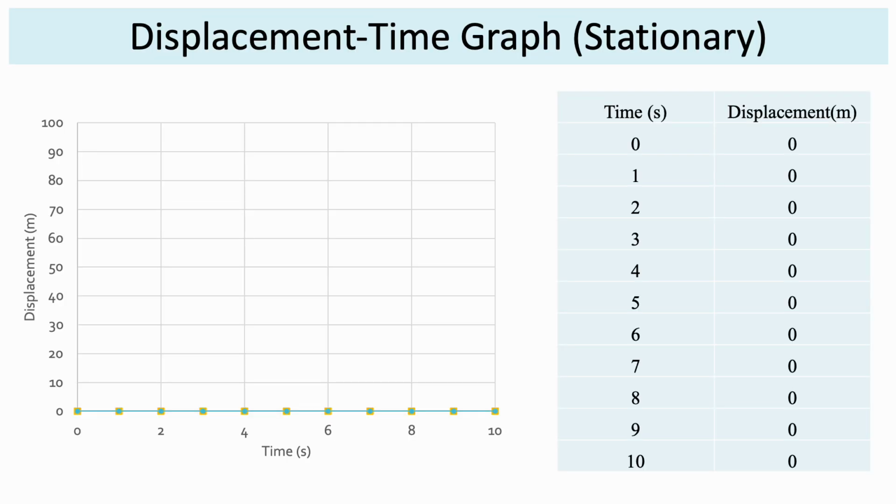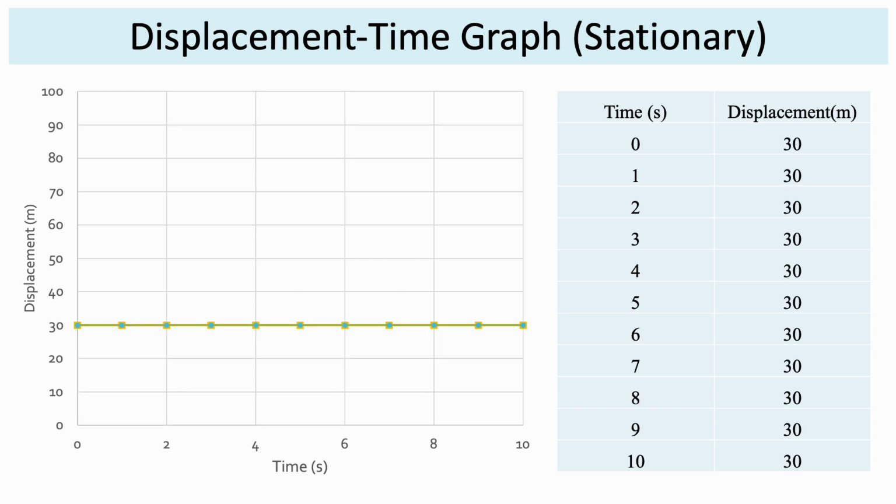The displacement time graph shows a horizontal line. The displacement stays constant with time, meaning that the object is stationary. It's not changing its position at all. So velocity is 0. Here is another stationary example. The displacement remains fixed at 30 meters for the entire 10 seconds. The flat line on the graph confirms there is no movement. So the slope and therefore the velocity is 0.